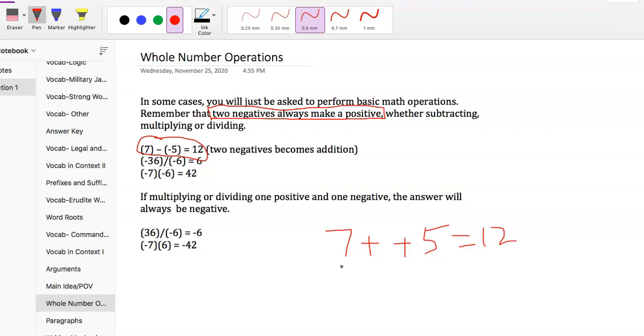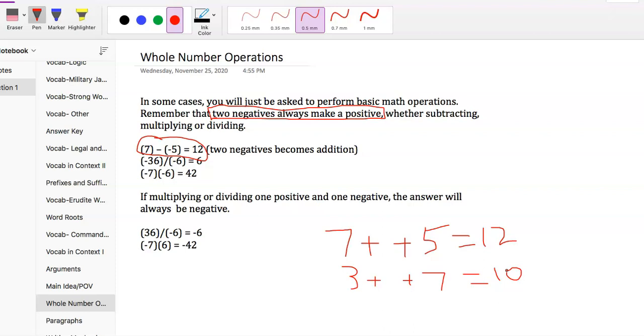It really wouldn't matter what the numbers are. Just to do a different one, if it was 3 minus negative 7, that's again a double negative. 3 plus 7 is 10. Okay, so that's how you do that one.